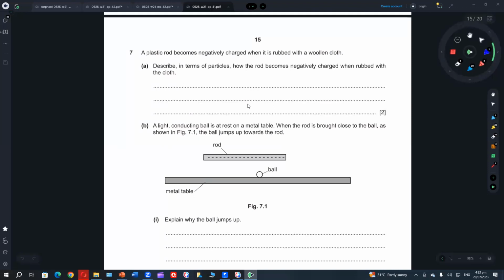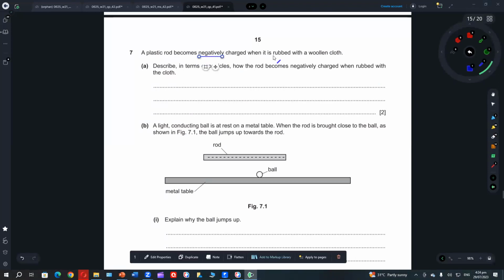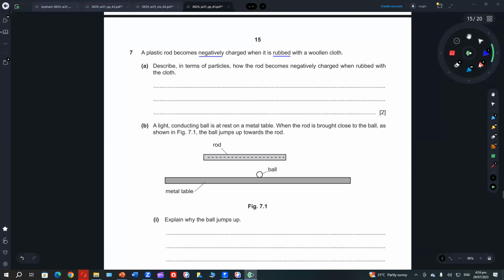A plastic rod becomes negatively charged when it is rubbed with a woolen cloth. Charging by rubbing is one of their favorite topics. Describe in terms of particles how the rod becomes negatively charged when rubbed with the cloth.